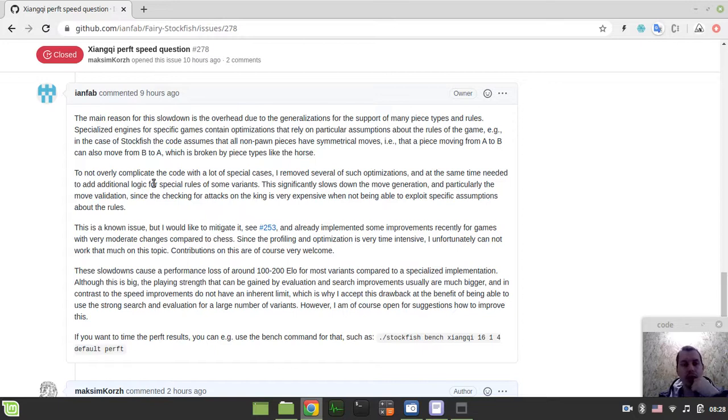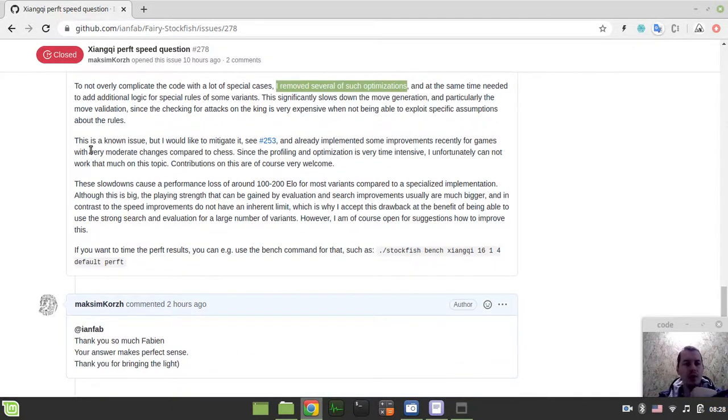So to not overly complicate the code with a lot of special cases, I removed several of such optimizations. So he just removed several of optimizations. I'm not sure if this is the case of Chameleon as well. Well, might be. And at the same time needed to add additional logic for special rules of some variant. This significantly slows down the move generation and particularly the move validation, since the checking for attacks on the king is very expensive when not being able to exploit specific assumptions about the rules. This is a known issue, but I would like to mitigate it.